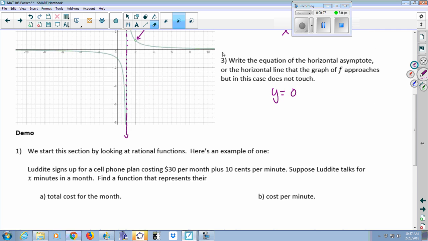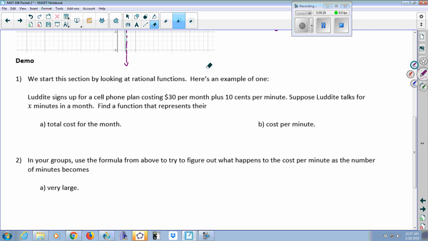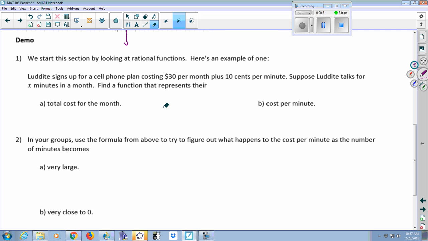So let's start with an application problem. Shane, just in time. Number 1. We started section 9 about the rational functions. Here's an example. Luddite. Do you know what a Luddite is? Oh, look it up. It's interesting. Okay. So in today's world, it would be anybody who kind of refuses to embrace technology at this point. You would be called a Luddite.